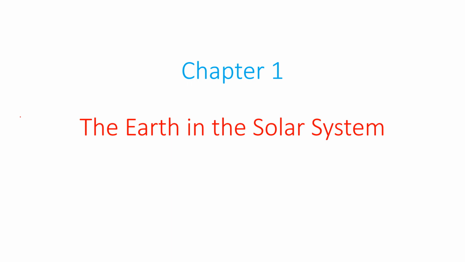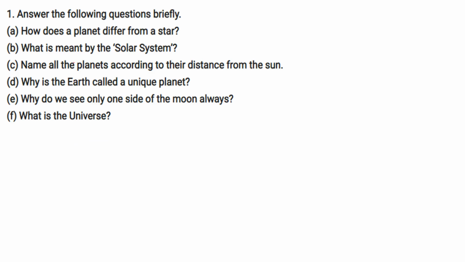This is chapter number 1, which is the Earth in the solar system. We are taking question answer on the Earth in the solar system. So we have to answer these briefly. How does a planet differ from a star?